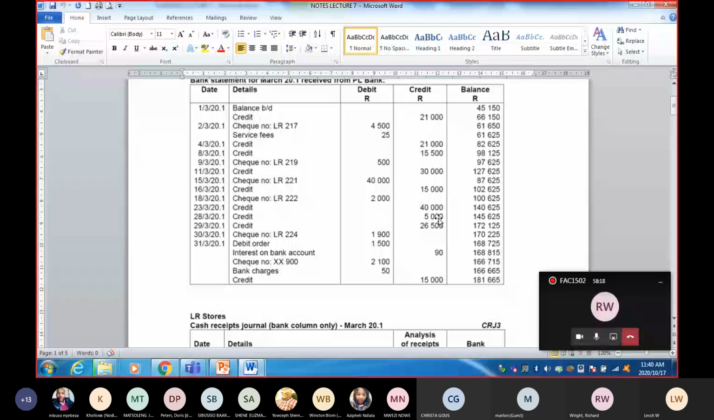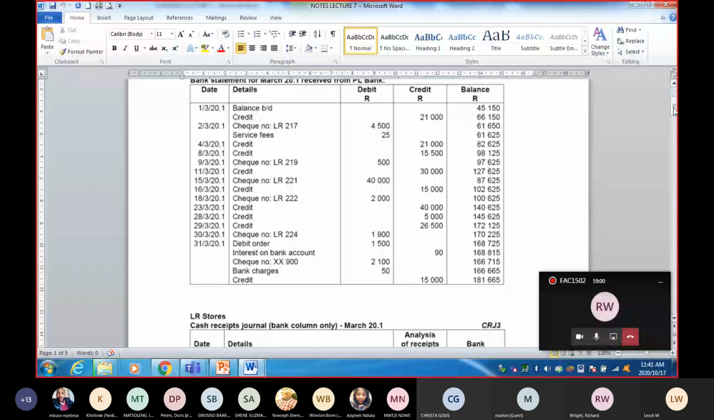Now remember, the 5,000 Rand, don't get confused. This is a deposit that was made on the 28th of March. That is not there. The 26,500 Rand is there. The 90,000 Rand is not there. And the 15,000 Rand is not there. So we have now identified 3 items that appeared on the bank statement that are not in the cash receipts journal. Okay, so let us take a look at these items now.